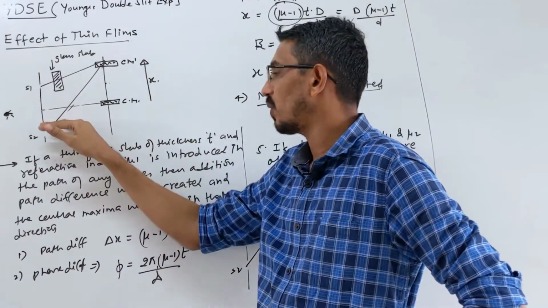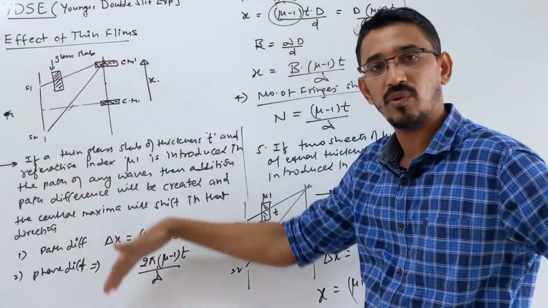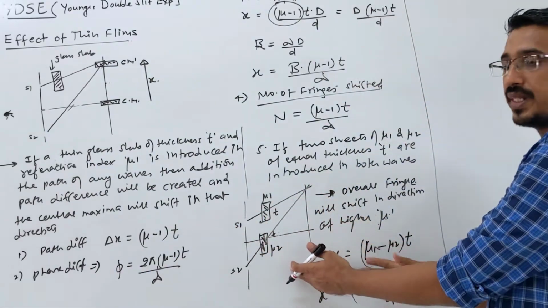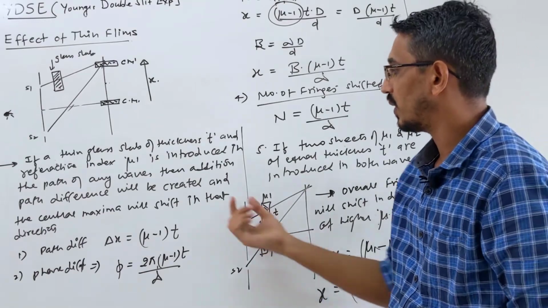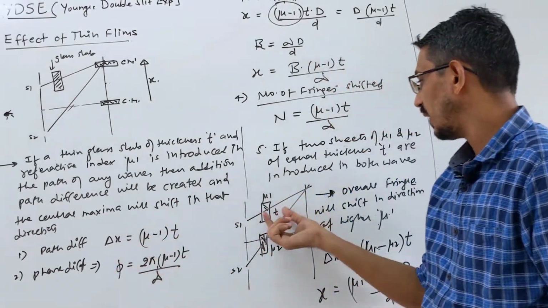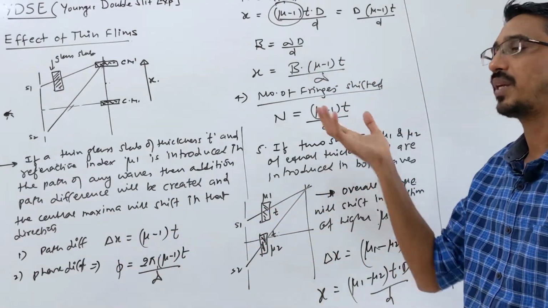If this is introduced in the lower path, the lower wave, it will shift which way? Downward. If it is introduced in both, then you have to see whose mu is more. The refractive index is more, that will create more path difference. So the more the value of mu, in that direction your pattern will shift.